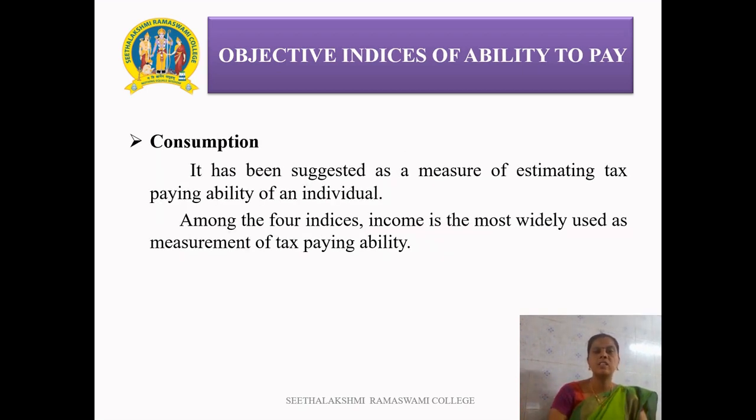The last one is consumption expenditure. Consumption expenditure has been suggested as a measure of estimating tax paying ability of an individual. The fact is that people with more income may spend less and divert their income towards saving and investment. So this index may lead to inequality in the distribution of income and wealth. Among the four indices, income is the most widely used as a measurement of tax paying ability.